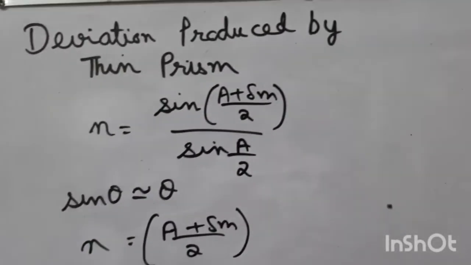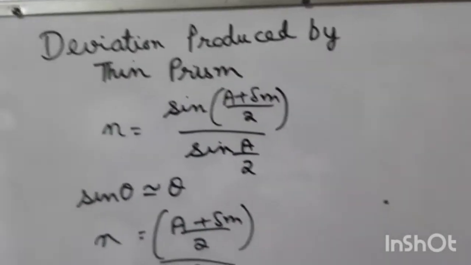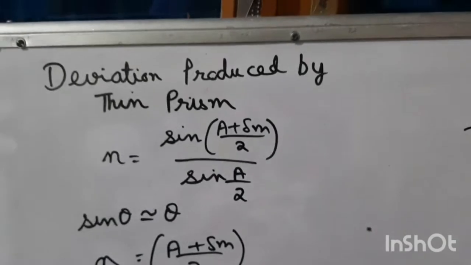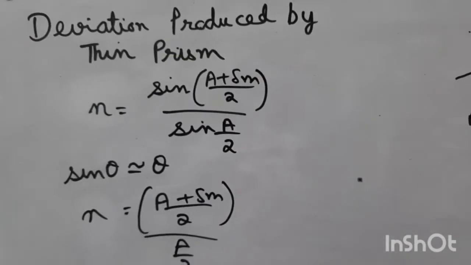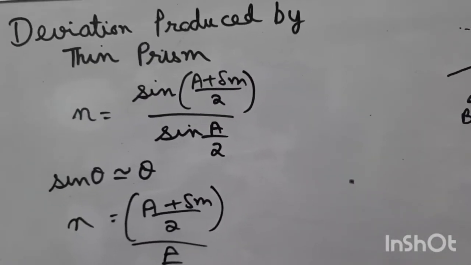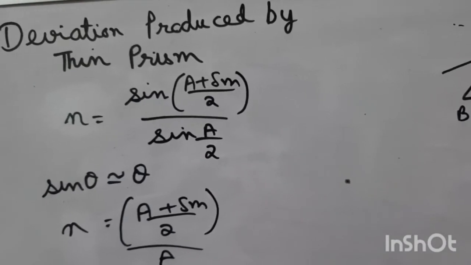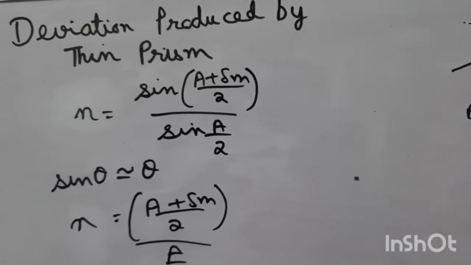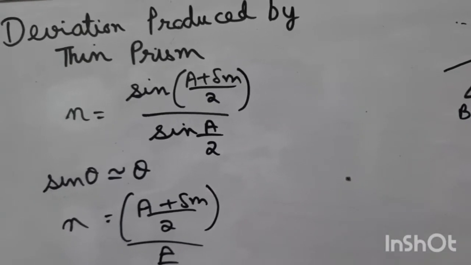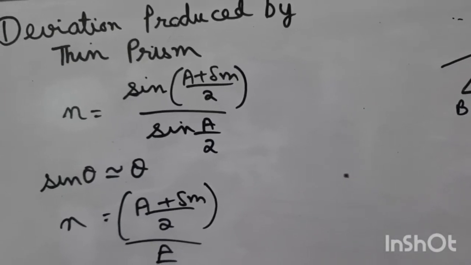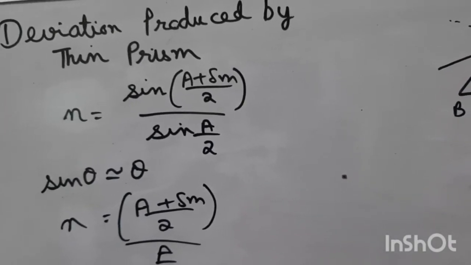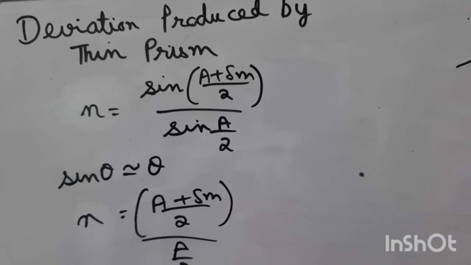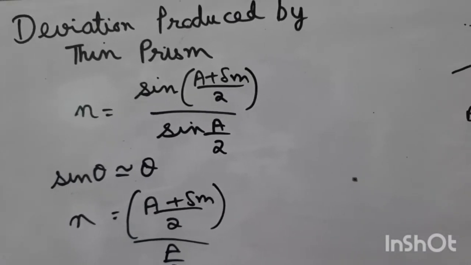Good morning, students. Today we are going to start with the topic deviation produced by a thin prism. In the last lecture we have discussed that the refractive index of the material of the prism is given by the formula n is equal to sine (A plus delta m) by 2 upon sine A by 2, where delta m is the angle of minimum deviation.